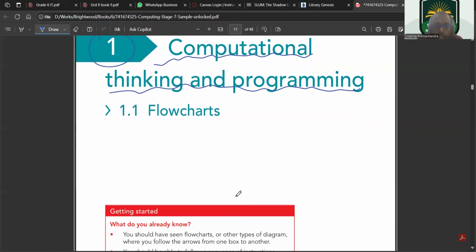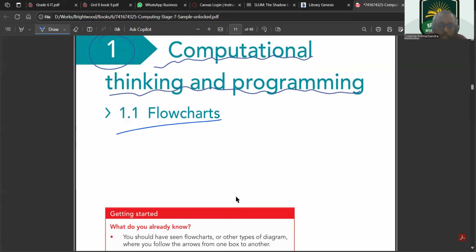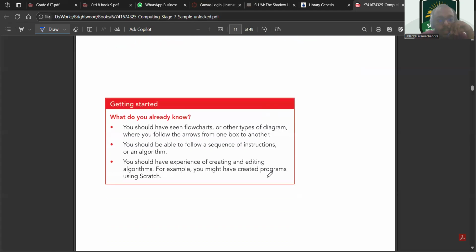First of all, write the subtopic flow chart. If you already did, no worries. I'm just going through only the important points today. No need for other things. Write the flow charts.